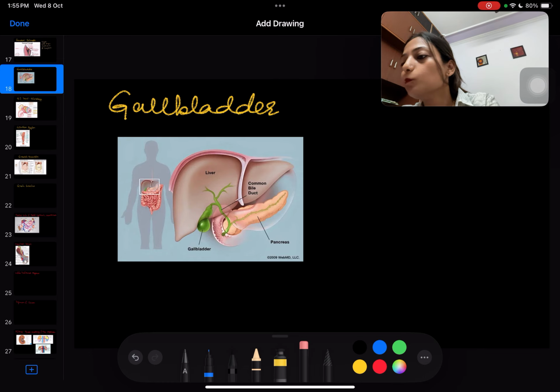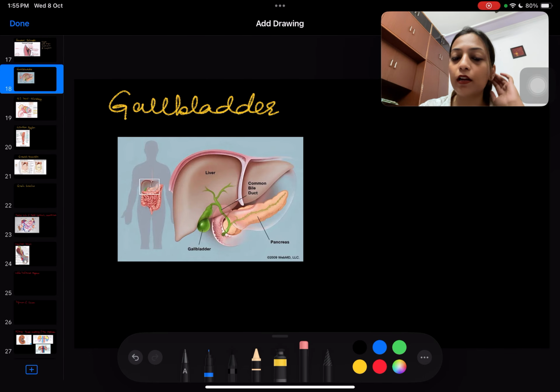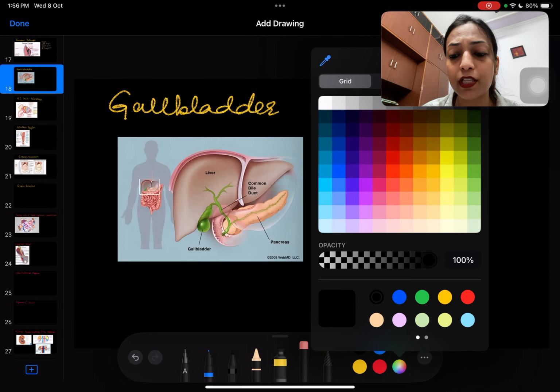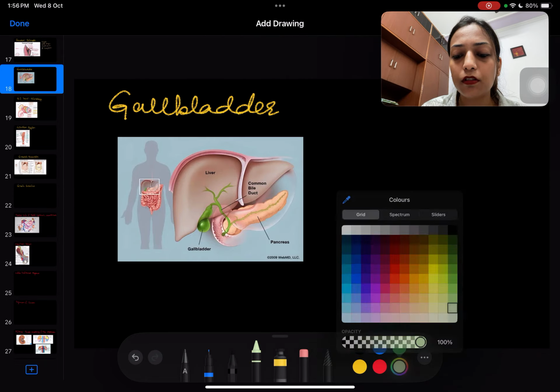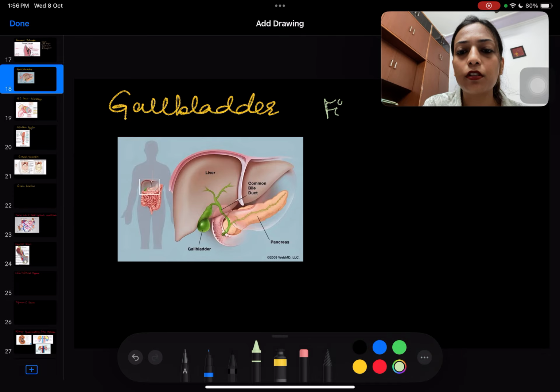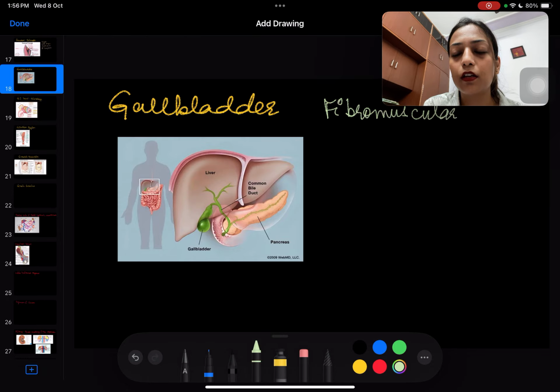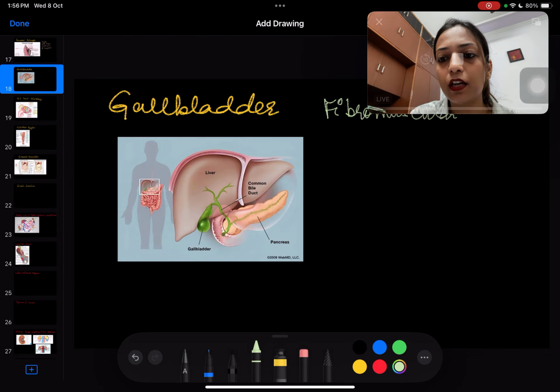So, gallbladder. What is gallbladder? Gallbladder is a fibromuscular sac. Can't believe that this was also a question once. Gallbladder is a fibromuscular sac. Very interesting imagination that I have to tell you.